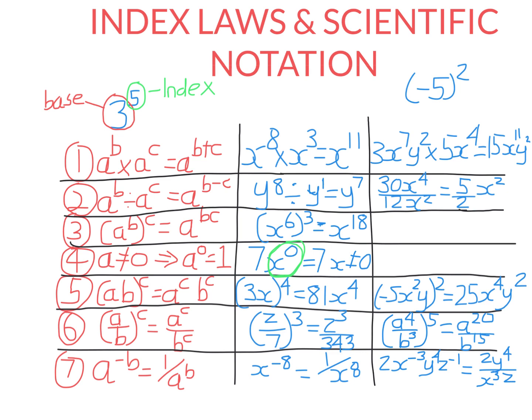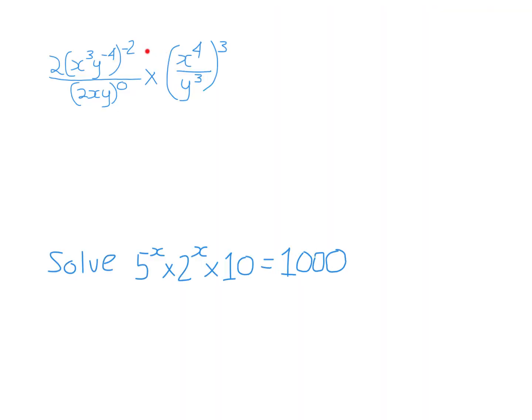Now let's look at a question involving many index laws. So we're going to have a go at simplifying this expression, writing our answer in index form, and we need to use multiple index laws in order to do that. So let's start with this expression here. The 2 is outside the bracket, so it's not being raised to the power of negative 2.